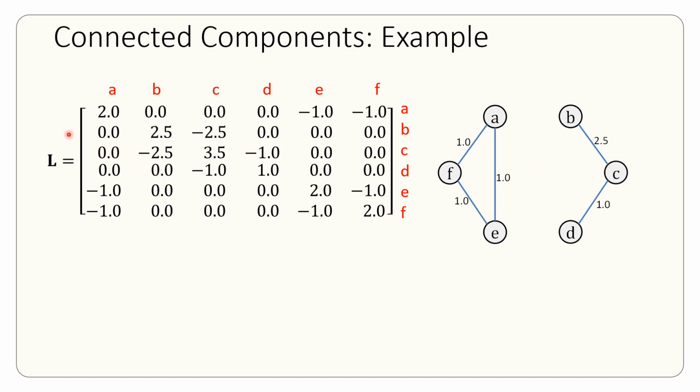So at row 2 and column 3, we have negative 2.5, which again is negative 2.5 here at row 3 and column 2, which correspond to B and C.